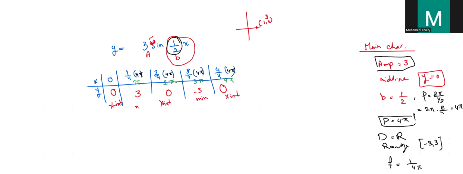If I want to write down the coordinates, so this is 0, 0. I'm going to take x and y. Here this is pi and 3. Okay, this is 2 pi and 0. This is 3 pi and -3. This is 4 pi and 0. Okay?